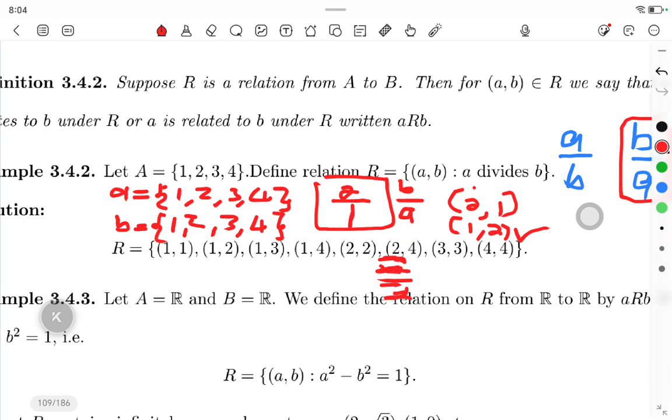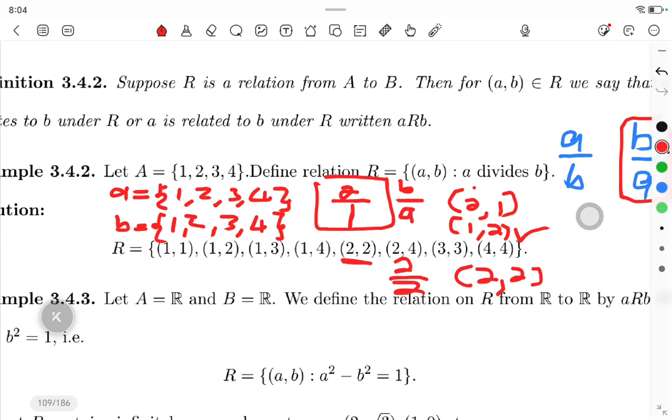So let's say we have now our b is 2 and our a is 2. We know this is possible: 2 can divide 2, so we just take that pair (2, 2).